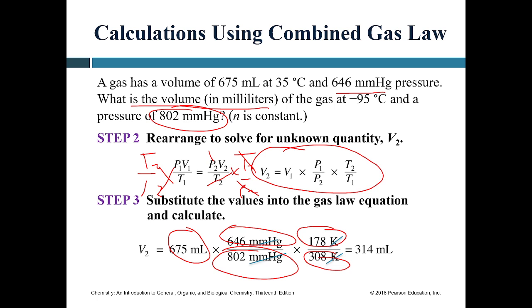646 mmHg, and that is P1. All right, we then find our T1, and our T1 is that 308 Kelvin. Remember getting that 308 Kelvin? 273 plus the 35 from before? So we take the 308 Kelvin, and that's T1. That's equal to, well, we take the P2, the second set of stuff, 802 mmHg, right?